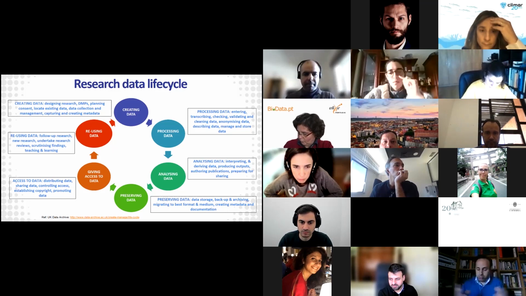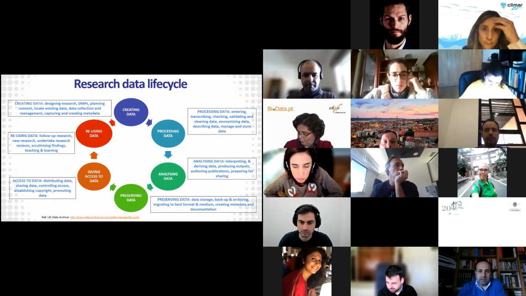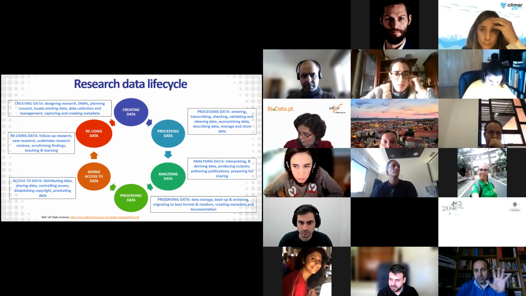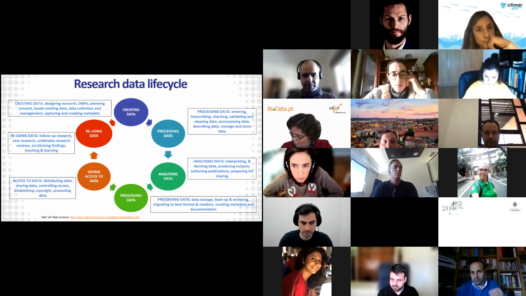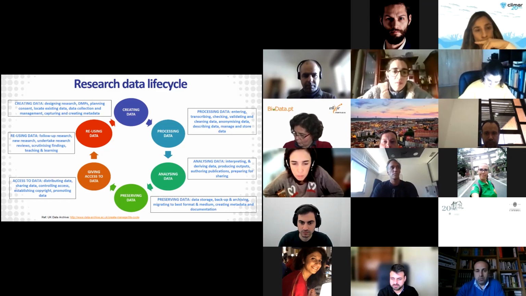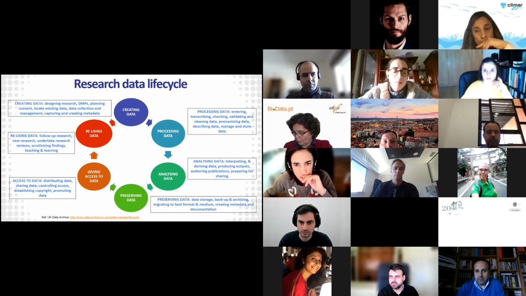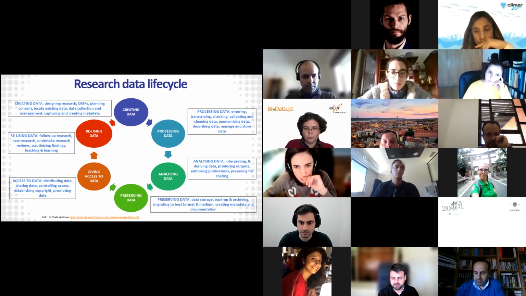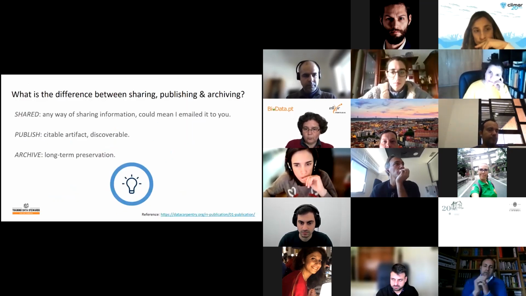So I just want to highlight in this first part that publishing and sharing is not only a part at the end of the process. It should be considered in the different stages of the research data life cycle, because this will influence the way that we are able to share, or the way that we can easily, without strong barriers, make data publicly available, or publish the data.